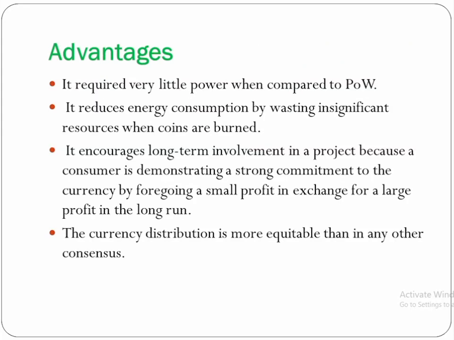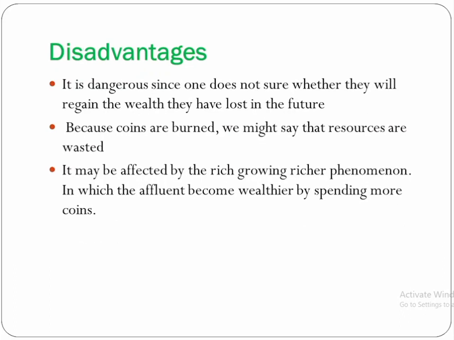Some of the advantages of proof of burn are that it consumes very little power compared to proof of work, it reduces energy consumption, and it encourages long-term investment. Here the miner is investing some amount to get more profit in the long run. If the miner has a strong commitment to the transactions, then he will invest some amount to get the profit in the long run. The currency distribution is also more equitable than in other consensus mechanisms.